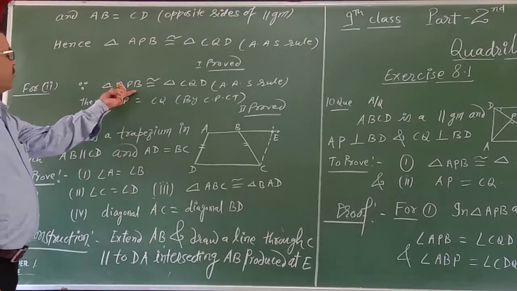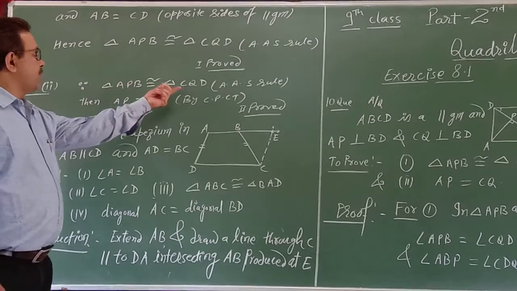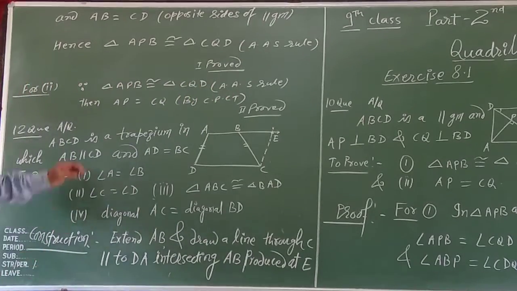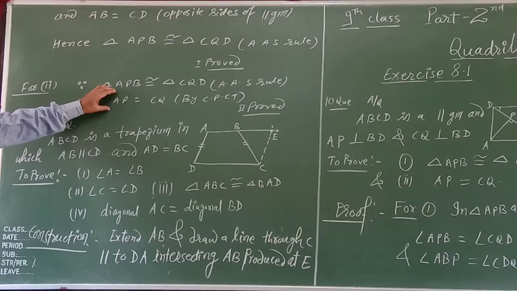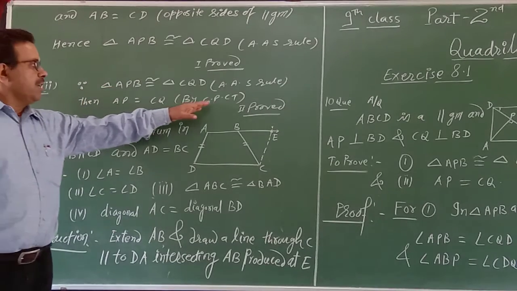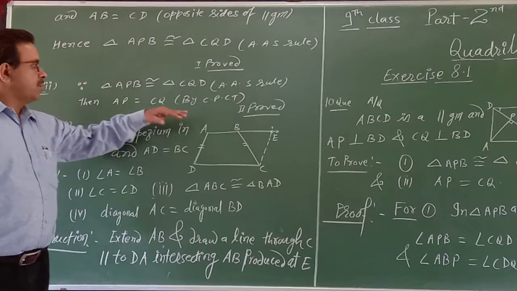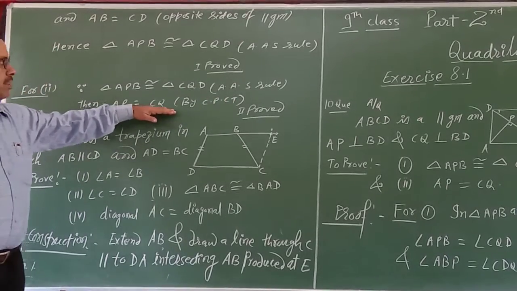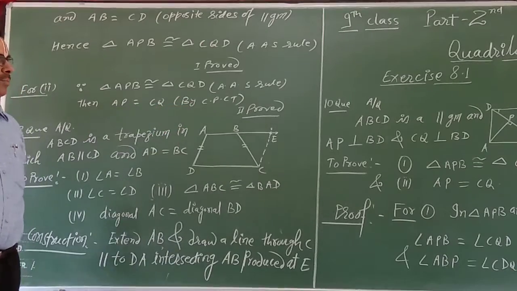Since we get from the first proof triangle APB congruent triangle CQD by the angle side rule, then by CPCT, it means corresponding parts of congruent triangles are equal, we get AP is equal to CQ. Hence, it is the second proof.